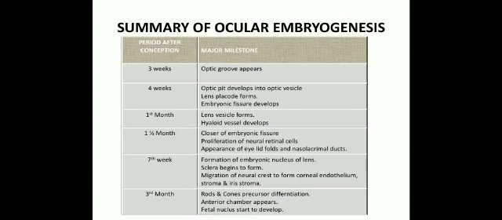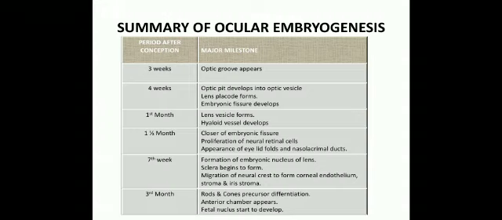So, we will see now the period of conception and what milestones occur accordingly. So, during the 3rd week the optic groove appears. 4th week, the optic pit develops into the optic vesicle, and the lens placode and the embryonic fissure develop. During the 1st month the lens vesicle forms and hyaloid vessels develop. During 1.5 months there will be closure of the embryonic fissure, the proliferation of neural retinal cells and the appearance of the eyelid folds and nasolacrimal ducts.